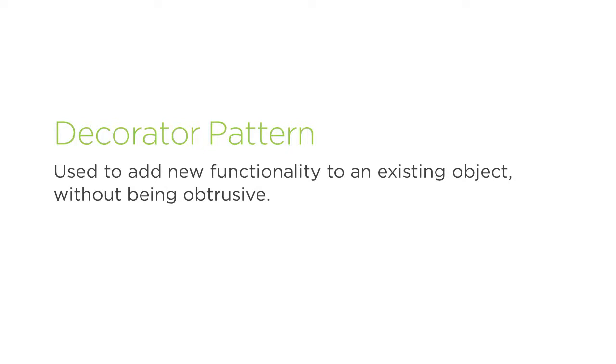So the first pattern we're going to look at is the decorator pattern. This pattern is used to add new functionality to an existing object without being obtrusive. There's a couple different levels to this that we're going to look at. We're going to look at simple, just adding new features to an existing object, and then we'll look at true subclassing and how that works in JavaScript. One of the things we're going to talk about here is more complete inheritance, so how I can actually fully inherit an object in JavaScript, which is a little bit different than how you would do it in .NET or Java.